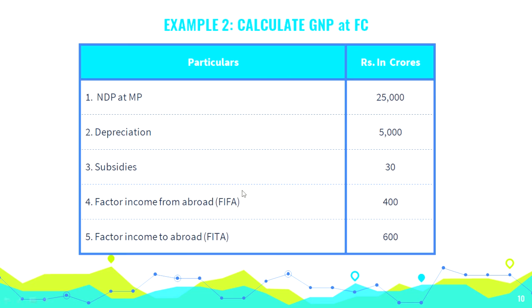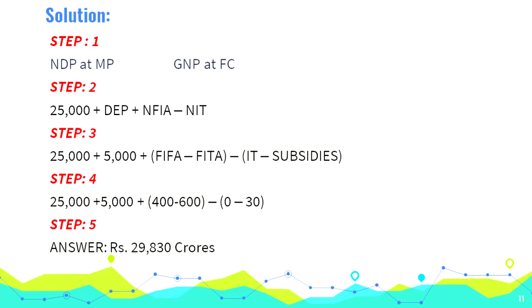Calculate GNP at FC. I think the question is visible on the screen. You can see it. Write it down. Now the solution for this. First step, as I said, you have the value of NDP at MP, so you write that first. From NDP at MP, we have to calculate GNP at FC. After writing, the second step will be a little bit in detail.